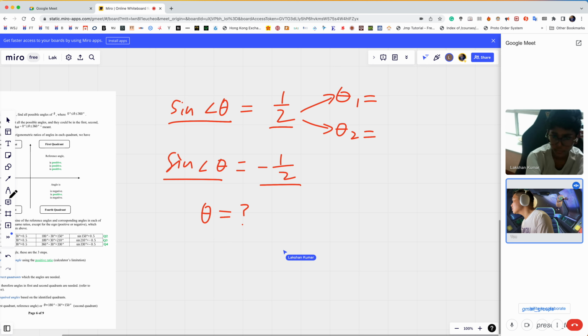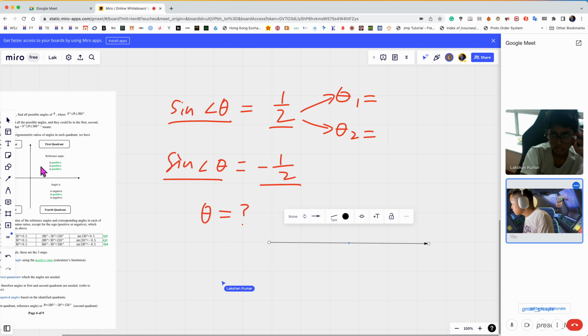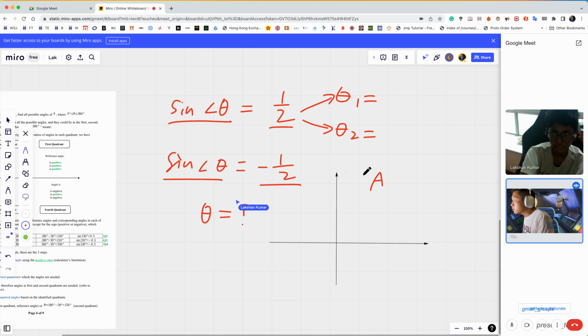The reason is when you talk about angles, I'm going to draw the four quadrants right here. So you have these four quadrants. This is called quadrant A, the all quadrant. Then this is the sine quadrant. This is the tangent quadrant. And then this is cosine.